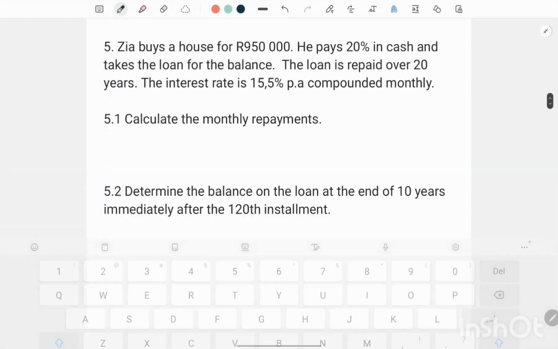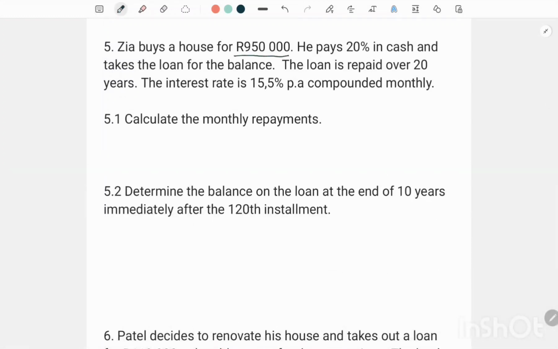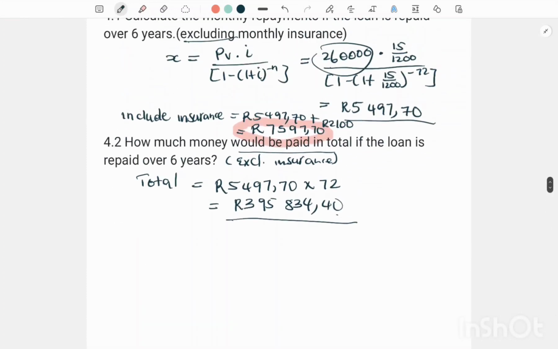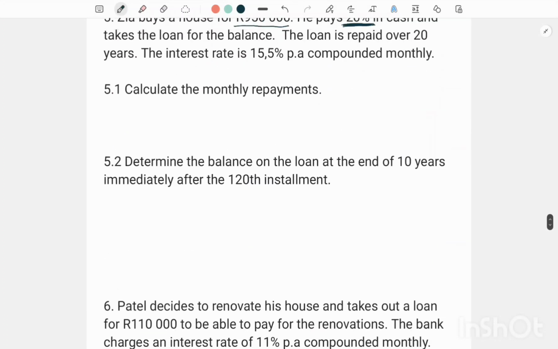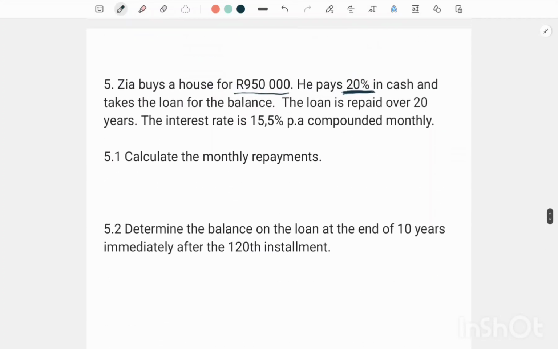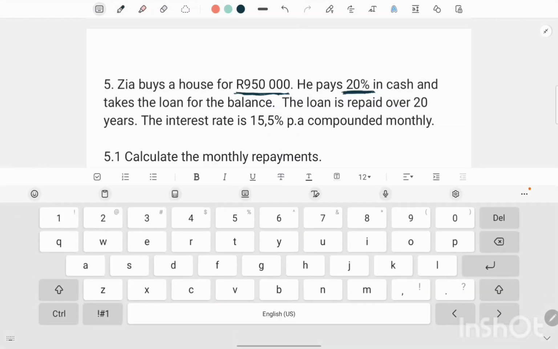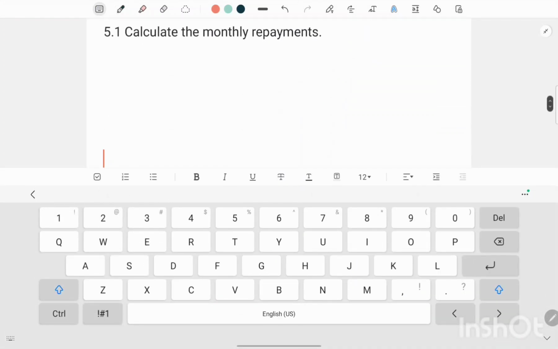We have this one, Zia. Zia buys a house for 950,000. He pays 20% deposit in cash. It's just like the previous scenario, but there they just used the amount. Here they've given you the percentage. It means you have to calculate the 20% of the 950,000. Then let me just make space here. Good.